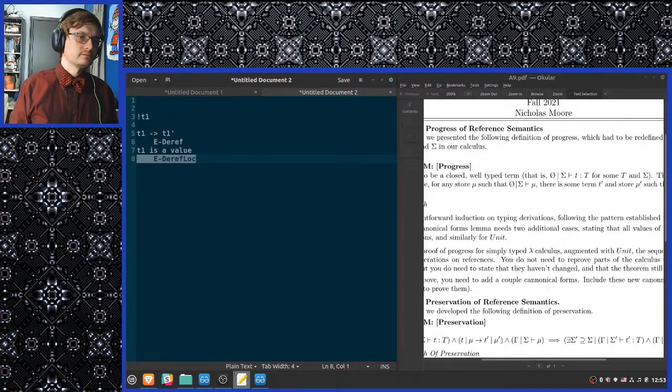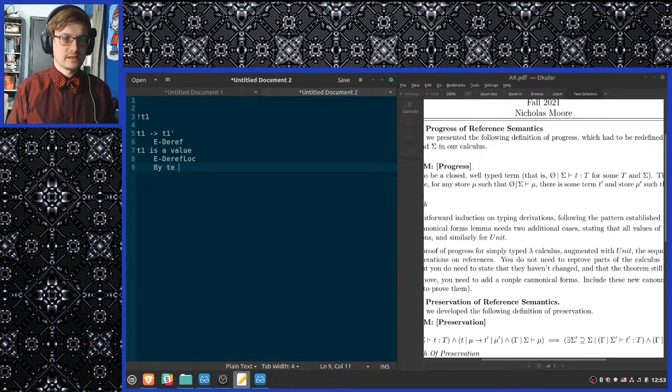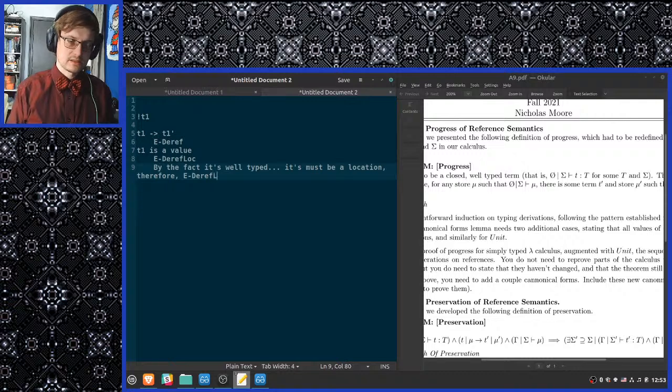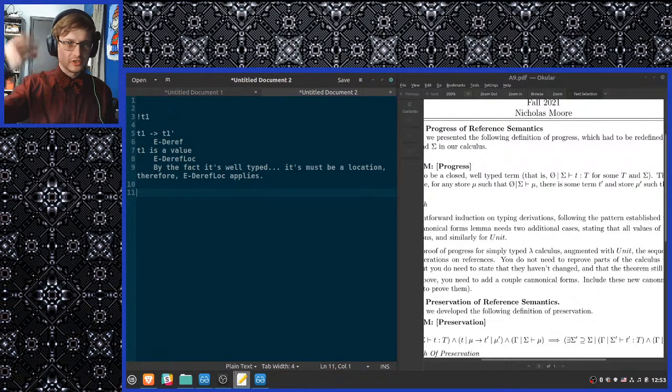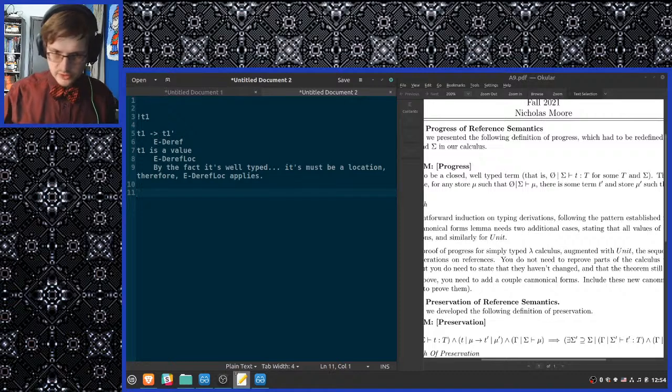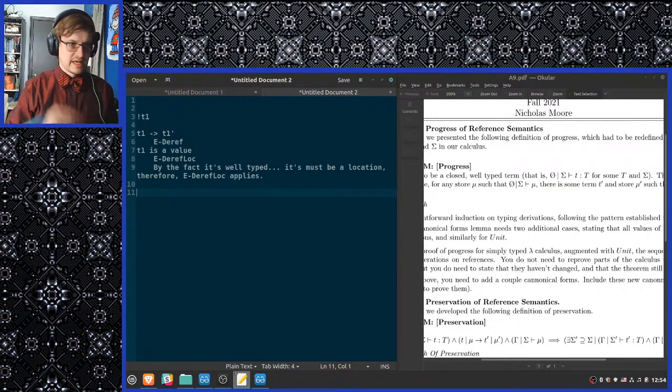With t1 being a value, you have to add by the fact it's well typed, it must be a location. Therefore, deref applies, etc. Obviously, I'm doing a quick version. You'd use complete sentences and make it look pretty if you were handing in an assignment. So that's that term taken care of.